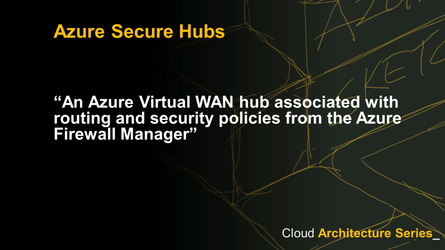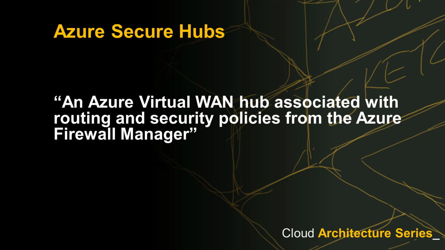All right. So a virtual hub is a Microsoft managed virtual network that enables connectivity from other resources. A virtual WAN hub is a level above that. A secure virtual hub is an Azure Virtual WAN hub with associated security and routing policies configured by the Azure Firewall Manager. Right. And when I start putting the pieces together, you will see how these relate to each other.